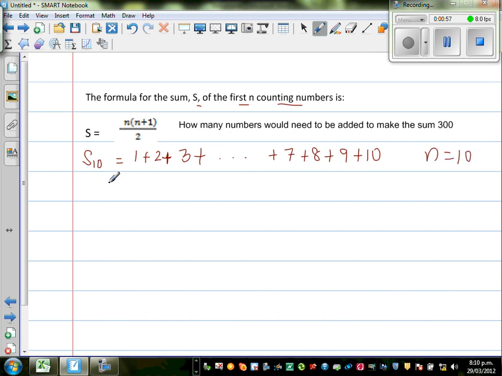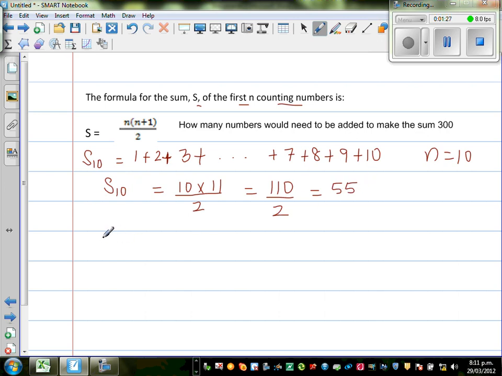So if you want to find S10, where n is 10, the formula gives 10 times 11 divided by 2, which is 110 divided by 2, which is 55. So this is a formula. You can also add from 1 to 10 and you will find that it is 55. So in this case your S10 is 55.